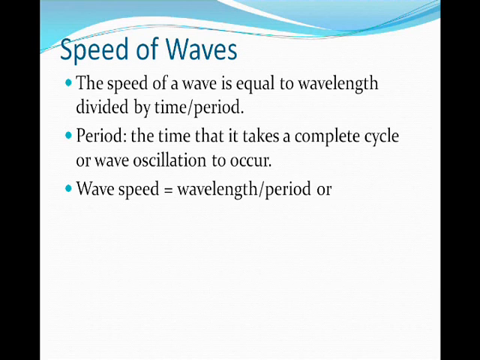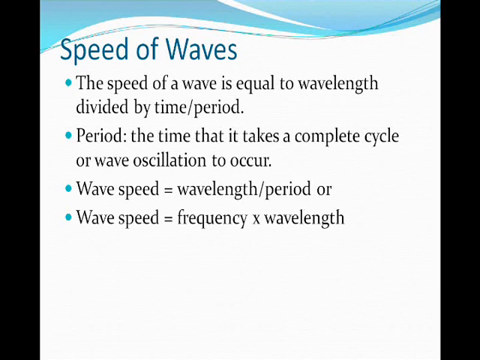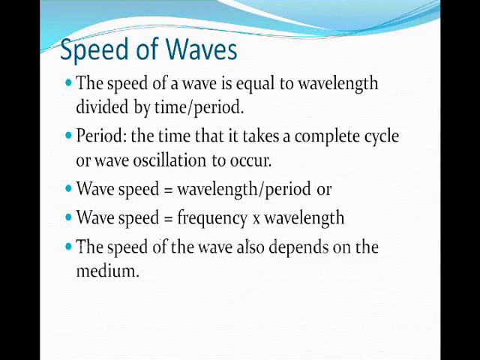Now, wave speed equals wavelength divided by period, or wave speed equals frequency times wavelength. It just depends on which information you have, which formula you'll use, and we'll show that in the video in just a moment.